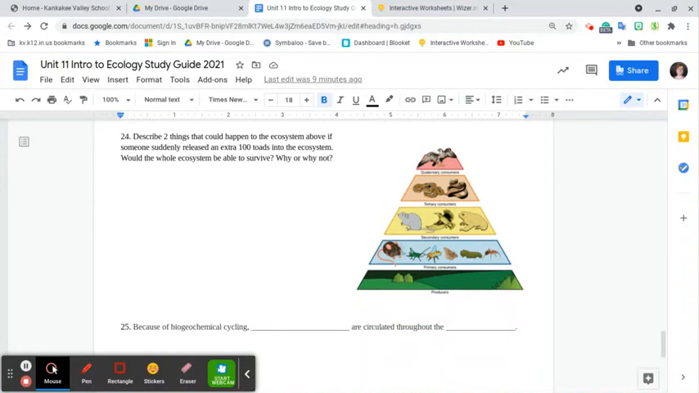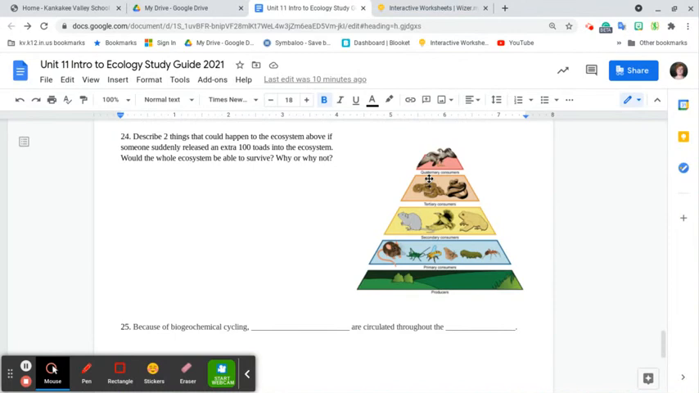Okay, here I have an ecosystem pyramid. What if someone released 100 extra toads? What's going to happen, and would the ecosystem be able to survive? Well, that's going to depend on how many animals are here. I've added an extra 100 animals here. That's going to greatly increase competition between the birds, the mice, and the frogs. It's going to greatly decrease the primary consumers. So the question is will the ecosystem balance itself out in time?